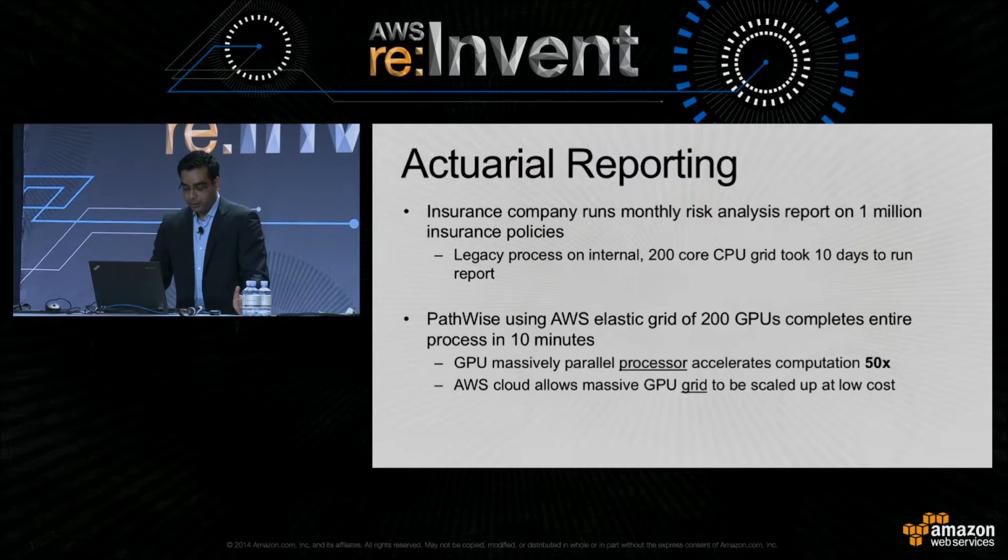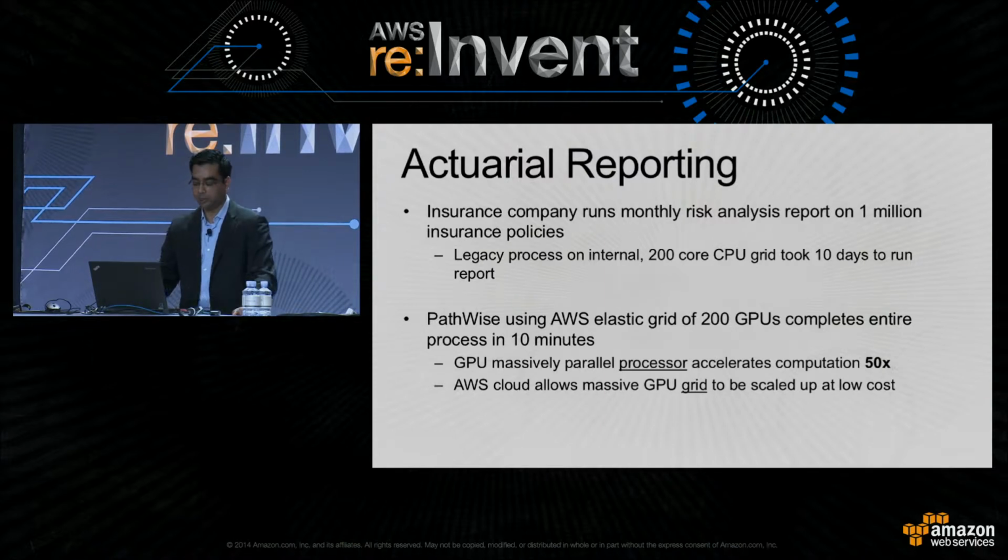So if we took like a 200 core grid, a traditional CPU grid, using some legacy software, and there's a lot of suboptimal things going on there, it takes like 10 days to do this. So half the month is spent just scrambling to get the report done for that month. And they have a limited budget. They can't just go buy like 20,000 cores and host them in their closet or wherever. But with AWS, you can do this in 10 minutes.